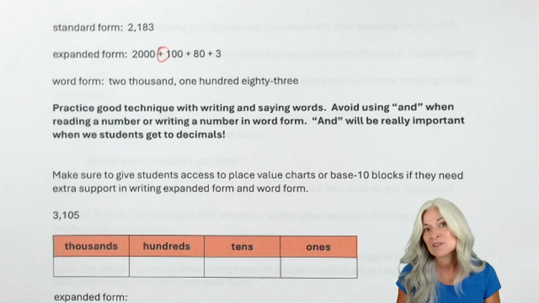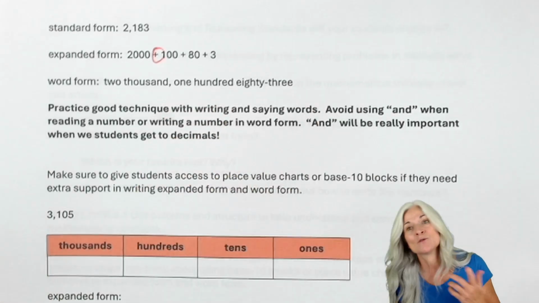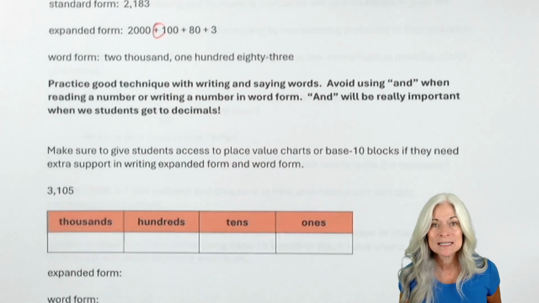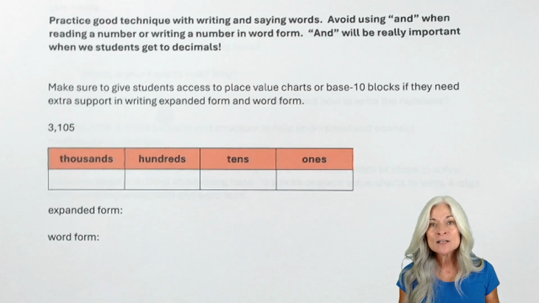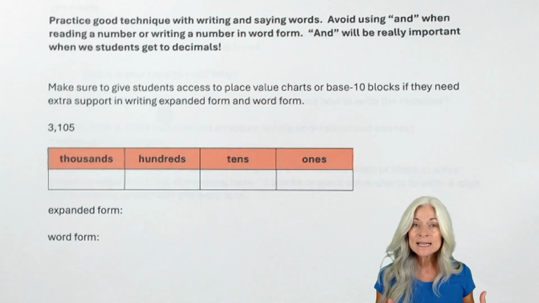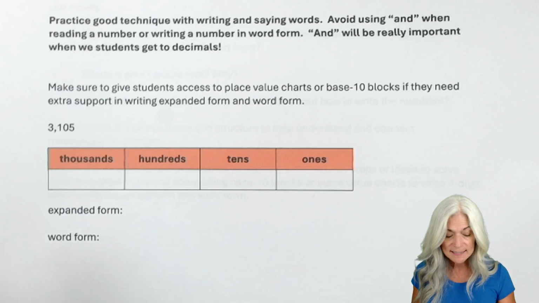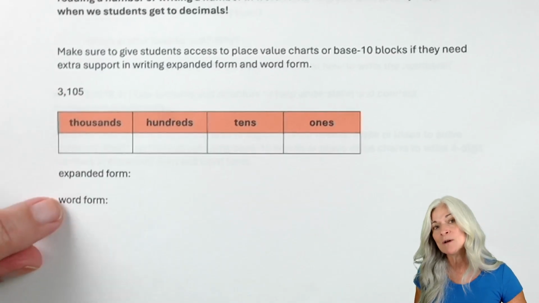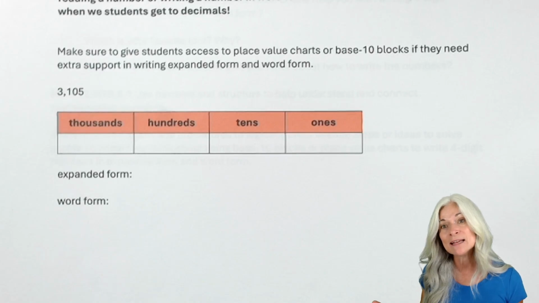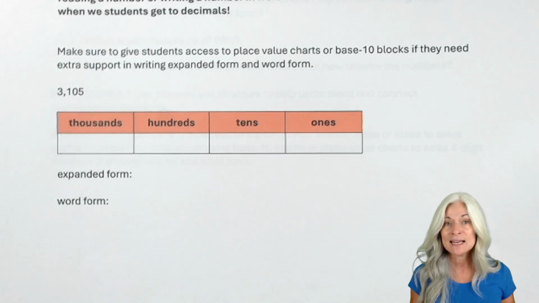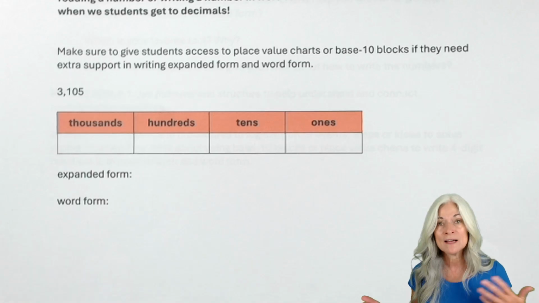2,183. The comma after the thousand, then 183 is all written out. Okay, so also you want to make sure, as they're working in the second part of the lesson, they're going to have problems here where they're going between these three forms. They may give it in expanded form and they have to write it in standard form or vice versa.